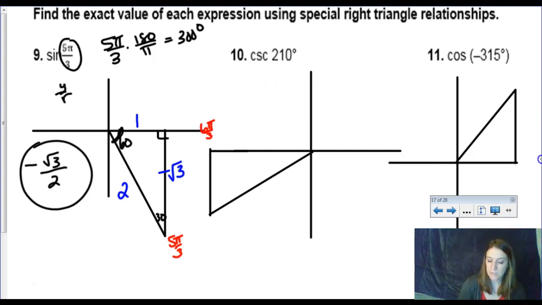Alright, so here 210 degrees. So if I think about how big this reference angle is right here, this is 180, this is 210. So that's a distance of 30 degrees. So we have another 30, 60, 90. My favorite. Not really, I hate it.